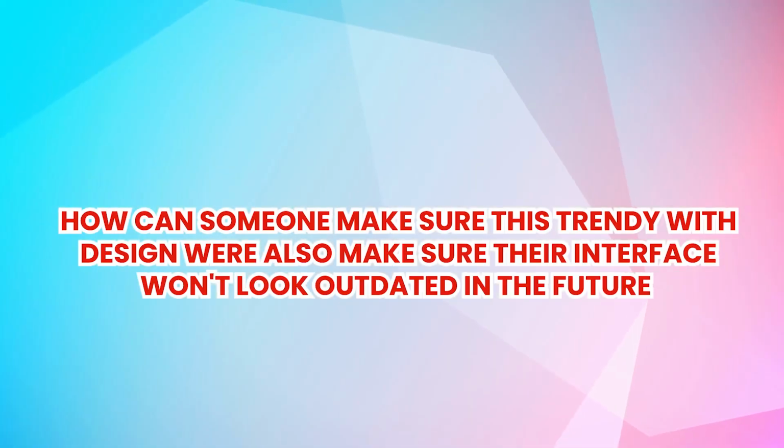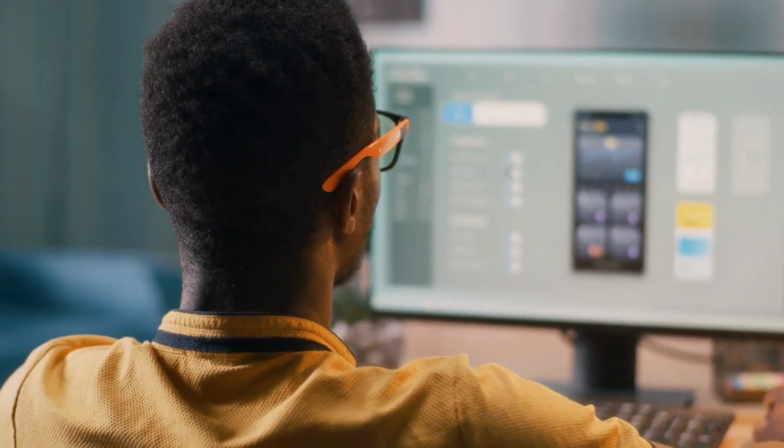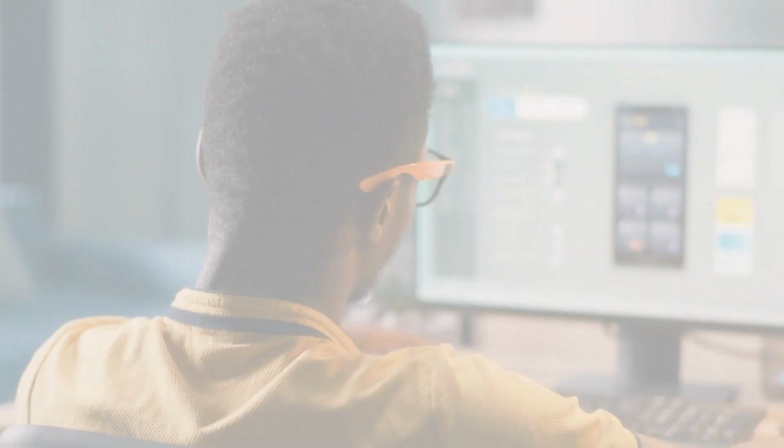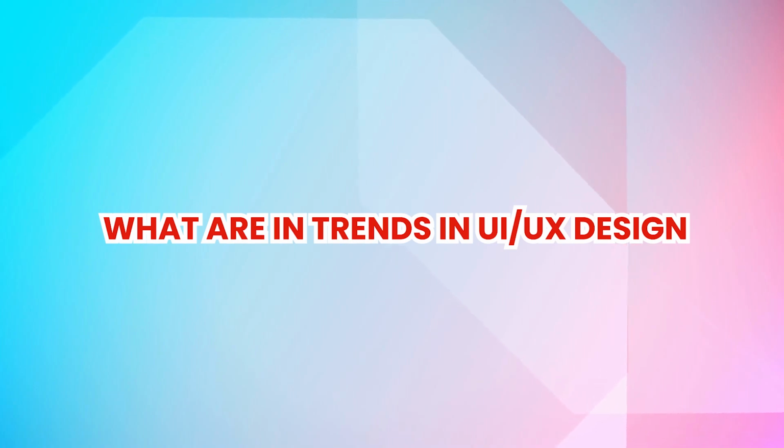So how can someone make sure they stay trendy with the design while also making sure their interface won't look outdated in the future? To stay trendy, I will suggest to follow the trends. You can follow the trends in design communities. Behance and Dribbble are great places to see the design trends. On Behance and Dribbble, you will see the latest UI trends. Okay, so Suryansh, please tell us what are the trends in UI UX design?